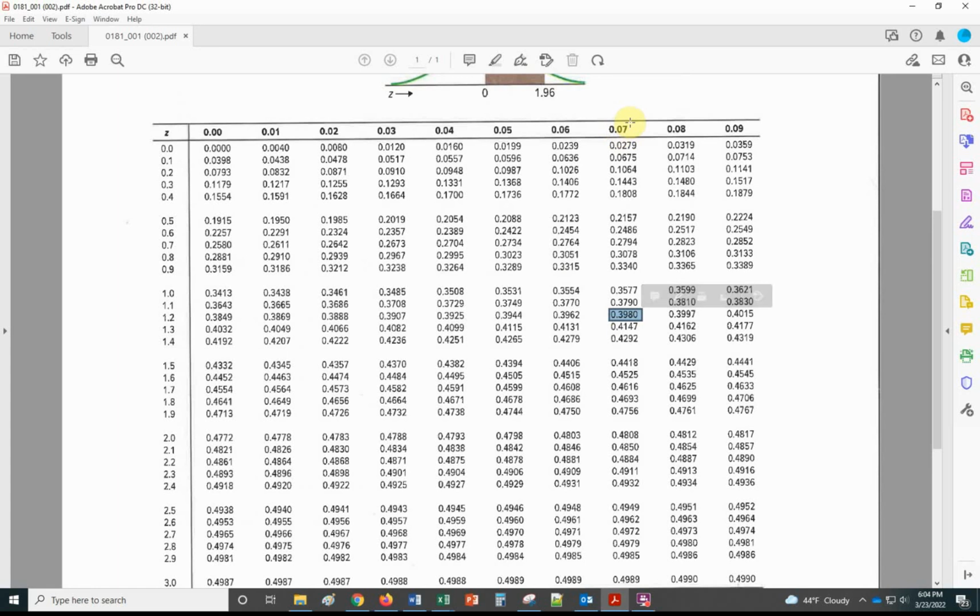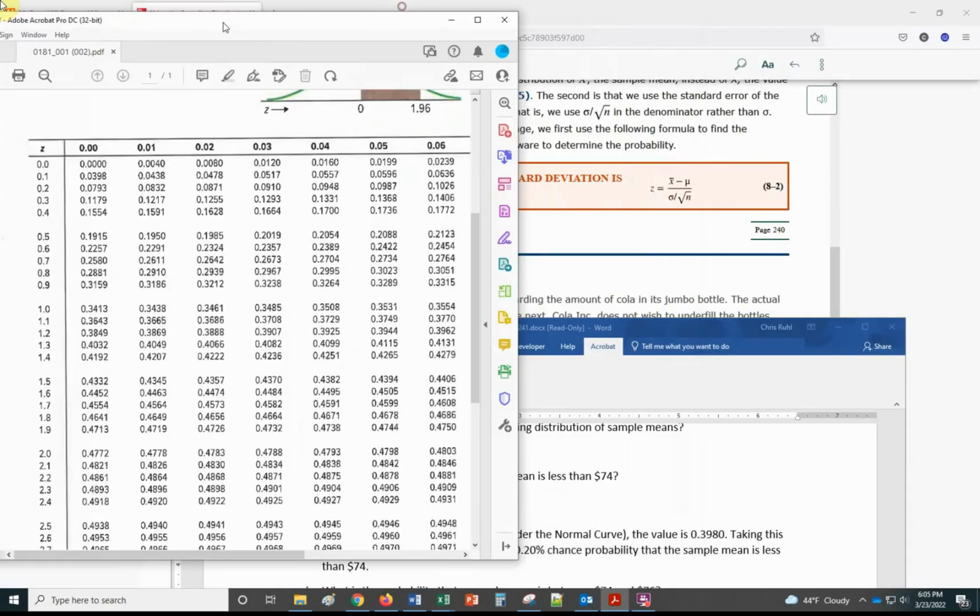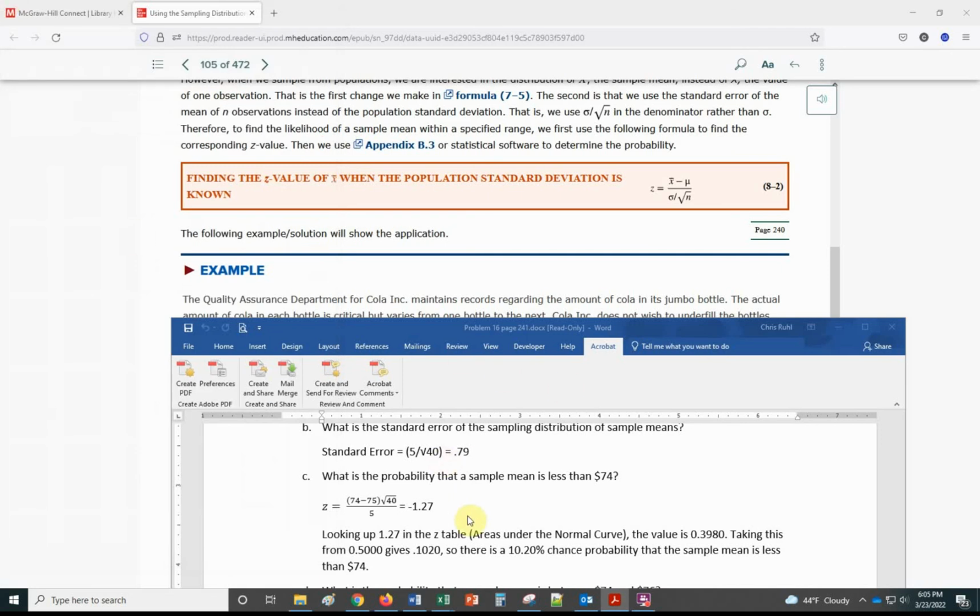0.3980. So you've got 0.07, this is the second digit to the right of the decimal right here. And over here we've got 1.2, so it's 1.27. Where those intersect, that's our number, 0.3980. That's how we get that. So looking up 1.27 in the z-table, the value is 0.3980. Taking this from 0.5 gives you 0.1020. So there's a 10.20% probability that the sample mean is less than 74.